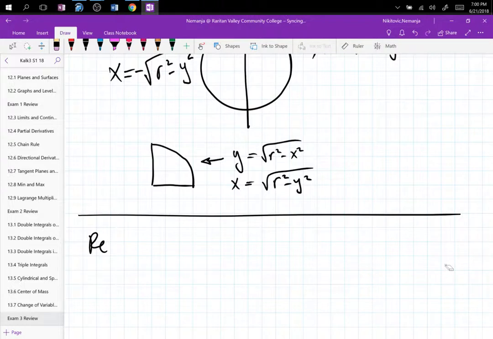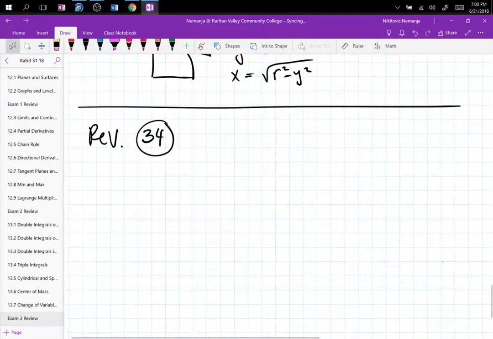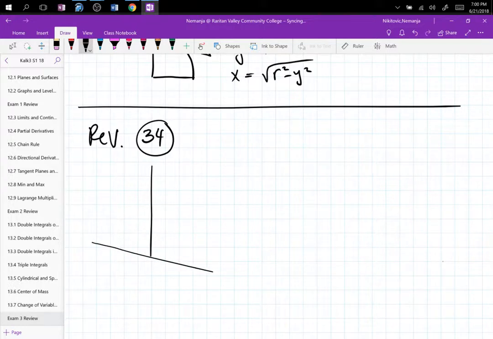This is the review, problem 34. Is this from what section? Review session. So after all the sections at the end of the book, there is a review. Awesome. You're welcome. So now let me try and draw this thing somehow.